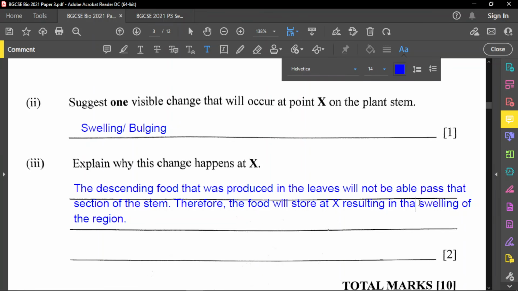Now, what I also want to point out is what will happen there after a period of time. When the food is there over a long period, and different plants may take different timing, you will also see roots. Bulging is one of the visible things, matter of fact the first visible thing, and then eventually you will see formation of roots. Roots will form there because different hormones, auxin and so on, will be produced and will stimulate the growth of roots.